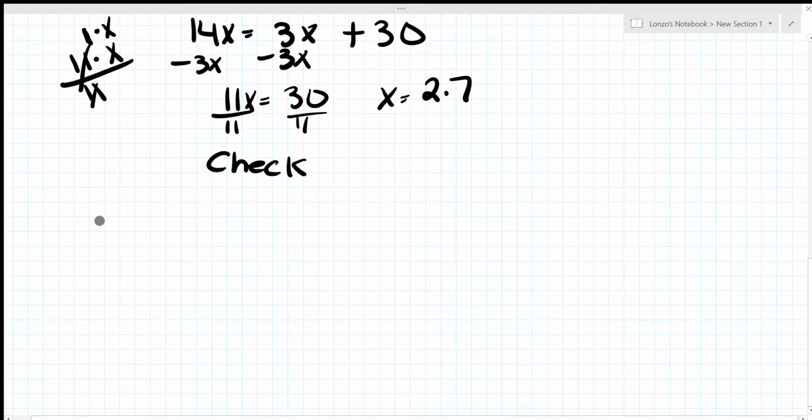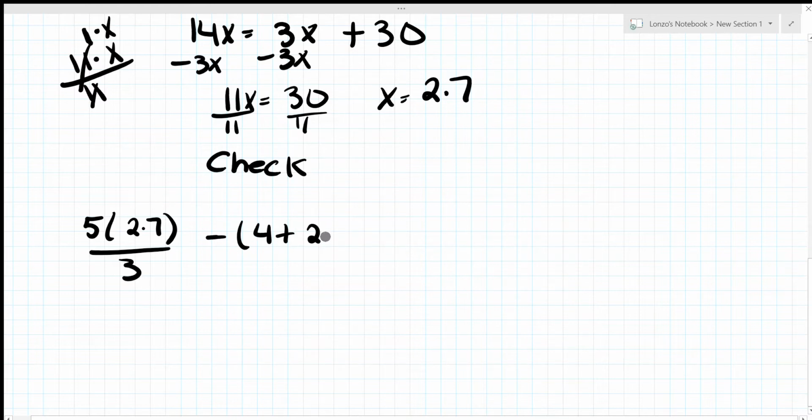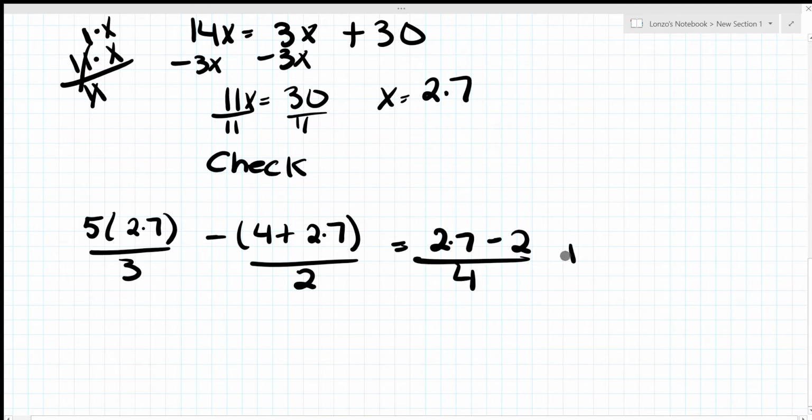So it's going to be 5 times 2.7 divided by 3 minus 4 plus 2.7. So the 2.7 is really where there's an x, right? Divided by 2 equals 2.7 minus 2 over 4 plus 1.